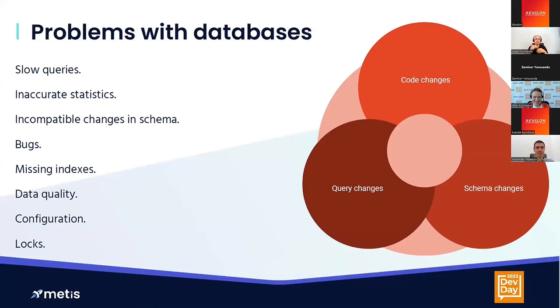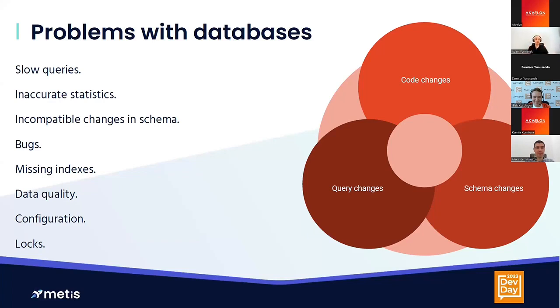So the first thing is problems with databases, right? We use SQL databases, NoSQL databases. Generally, we have some data storage that is backing and powering our application, right? Whenever we talk about databases, we can group issues with them into 3 high-level areas where things may go wrong. Very first thing is code changes, right?